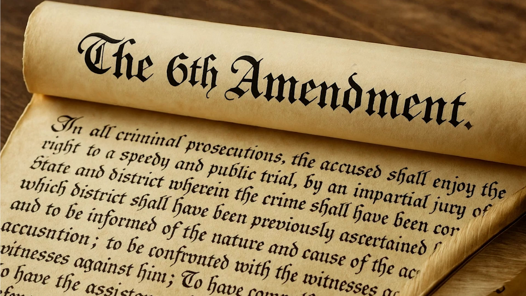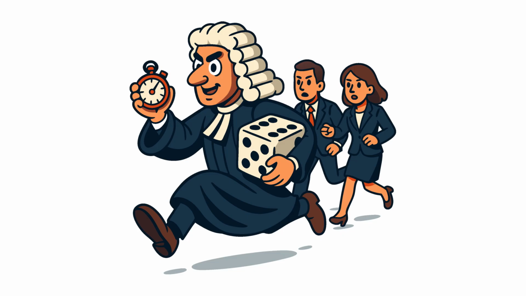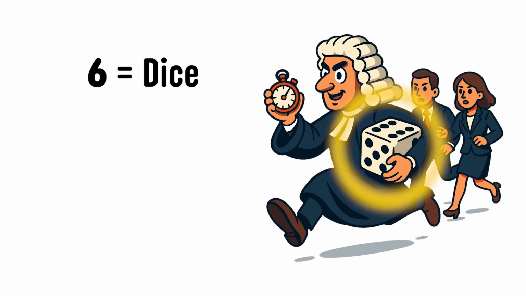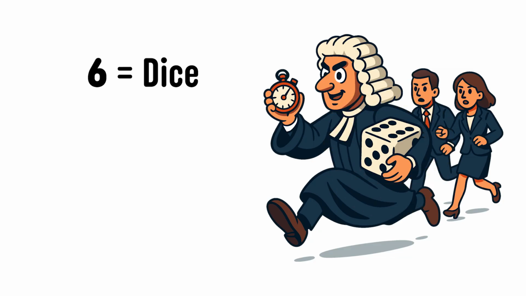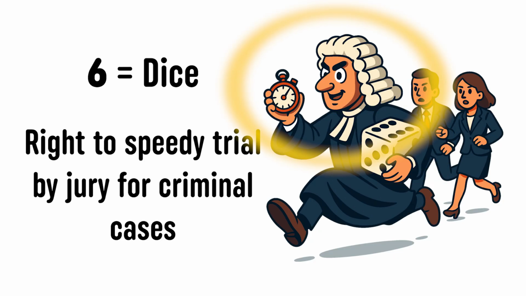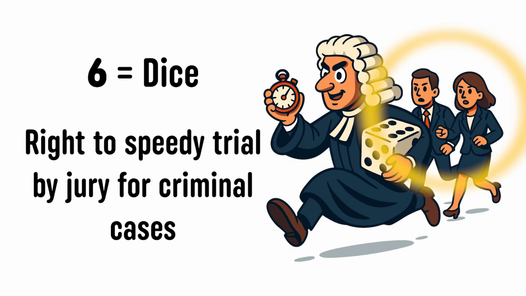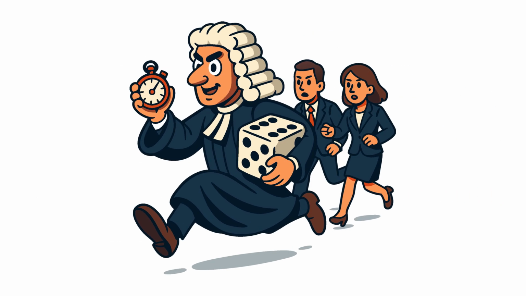The Sixth Amendment gives the right to a speedy trial by jury for criminal cases. This image represents the Sixth Amendment. The number 6 is represented by dice because dice have 6 sides. Next, we have to create a picture to represent the Sixth Amendment. A judge running with a stopwatch represents a speedy trial, and the people behind him represent a jury. If we picture a judge running with a stopwatch while holding a dice and jurors running behind him, we will forever remember the Sixth Amendment. This image will be burned into your mind forever every time you think of the Sixth Amendment.